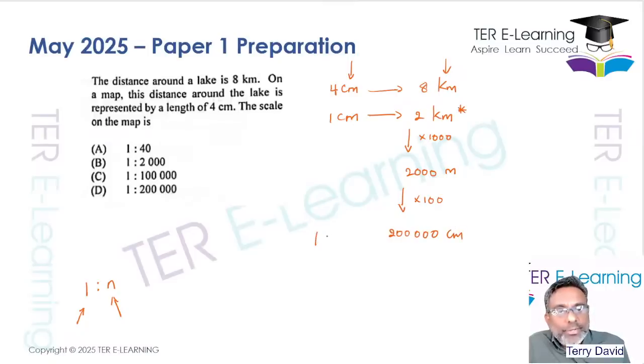So therefore, your scale looks like this: 1 cm represents 200,000 cm. So the scale has to be 1 to 200,000. That's what the scale is supposed to be. So this here is going to be D for the answer.